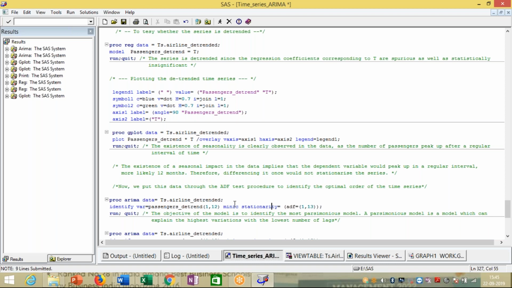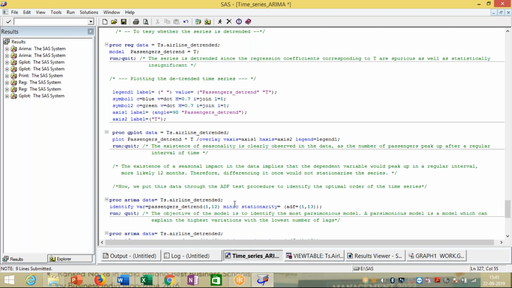Now I need to do a stationarity check, and to do the stationarity check, I use the ADF test. ADF is the augmented Dickey-Fuller test. What you specify is the first to the 13th lag. So those are the 12 lags that you want to take up. You want to start from the first lag and go up to the 13th lag. Those are the two things which are specified over here.